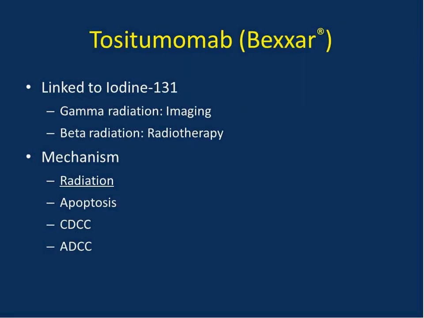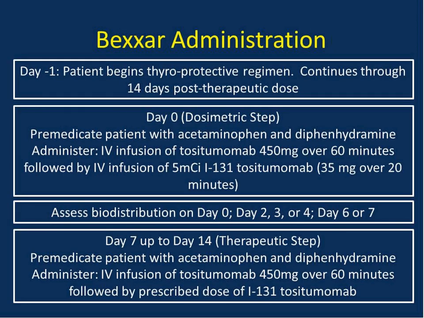So it's linked to iodine-131, and there's gamma radiation that you use for imaging, and then the iodine-131 is the radiotherapy portion. And as far as administration, with radioconjugates it's a little bit more complicated. Because this is an iodine-containing product, the patients do need to begin some sort of thyroid protective regimen the day prior to starting Bexar administration, and they should continue that for 14 days after their therapeutic dose.